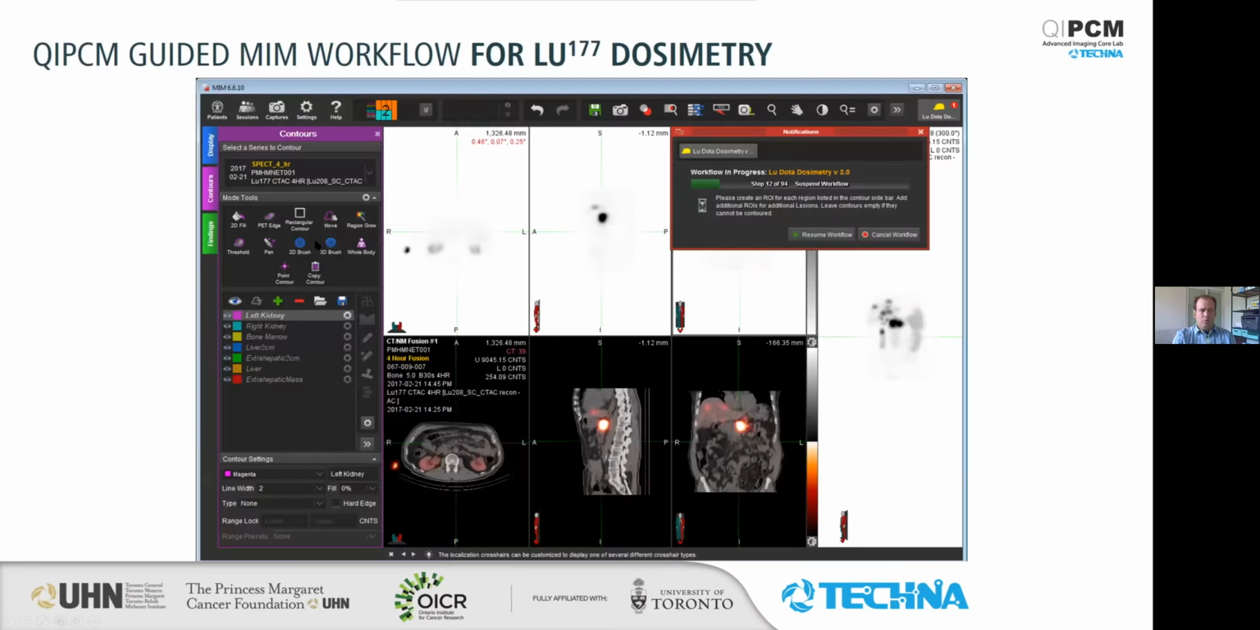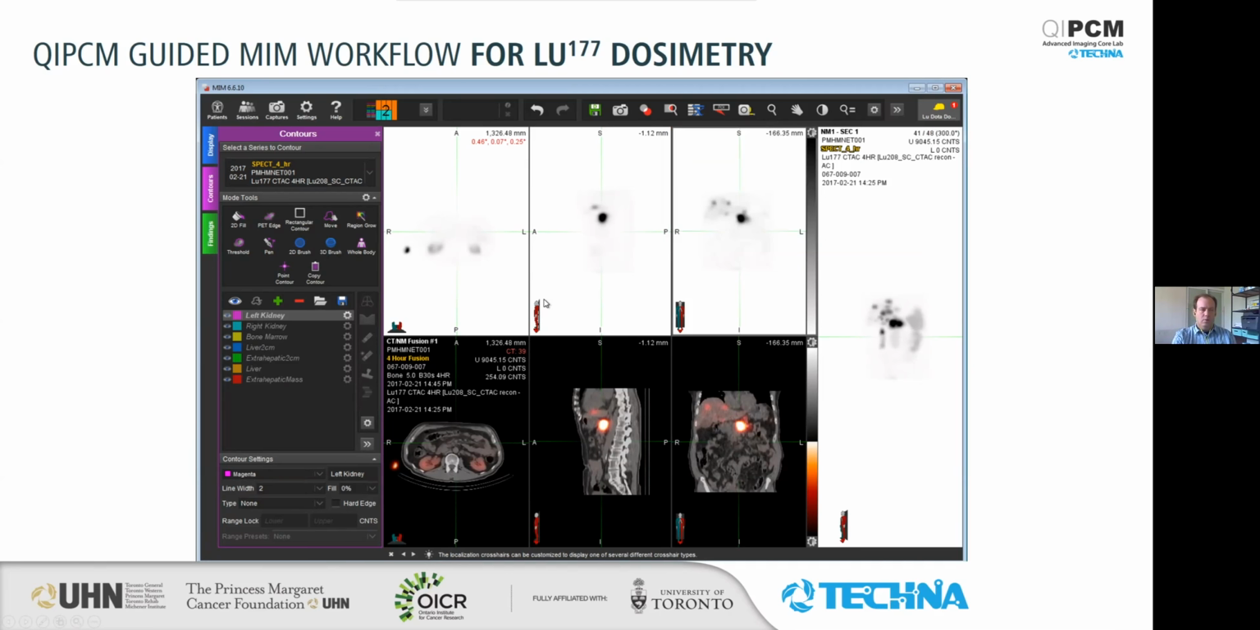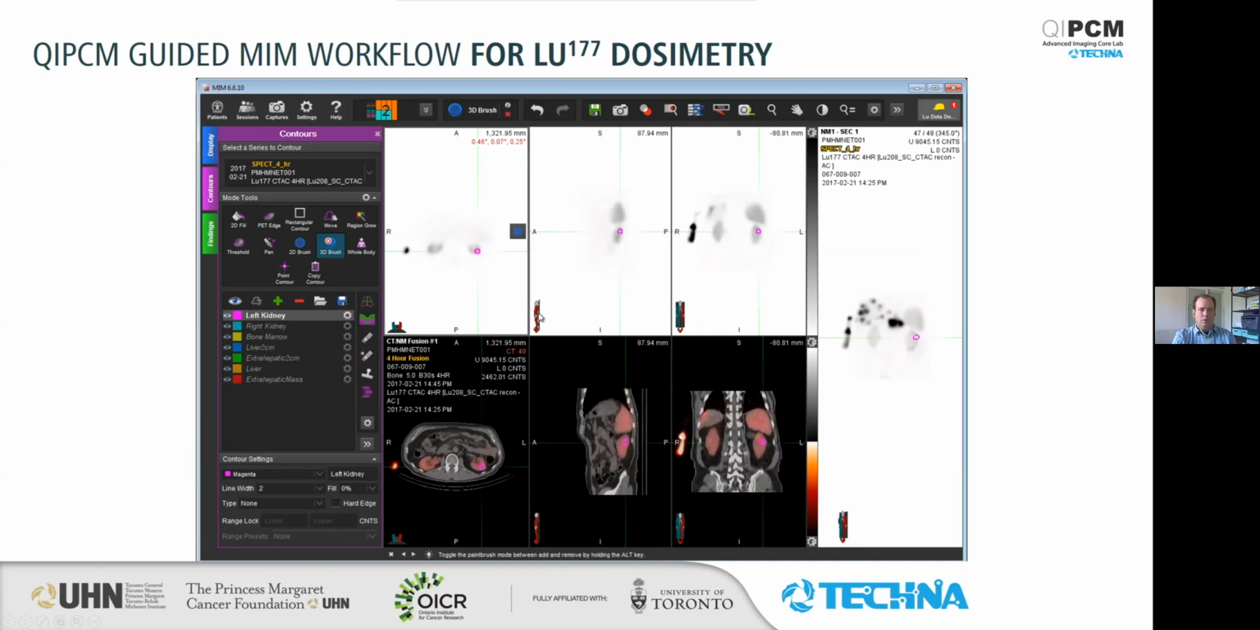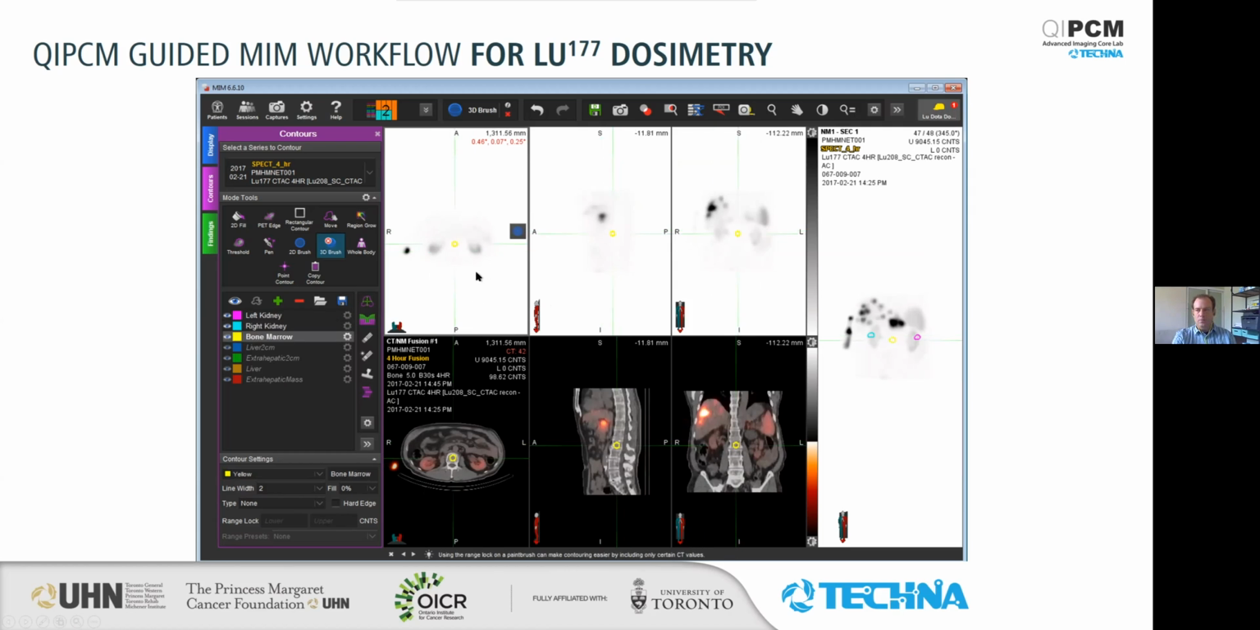So I'll give you a very abridged version of what the radiation therapist and radiation oncologist have to do in order to generate these reports. So the dosimetry calculations are based on the quantitative SPECT images. You can see them here. And to do that, a 2-centimeter region of interest is placed on both the organs at risk, so the kidneys on both left and right, as well as on the bone marrow.